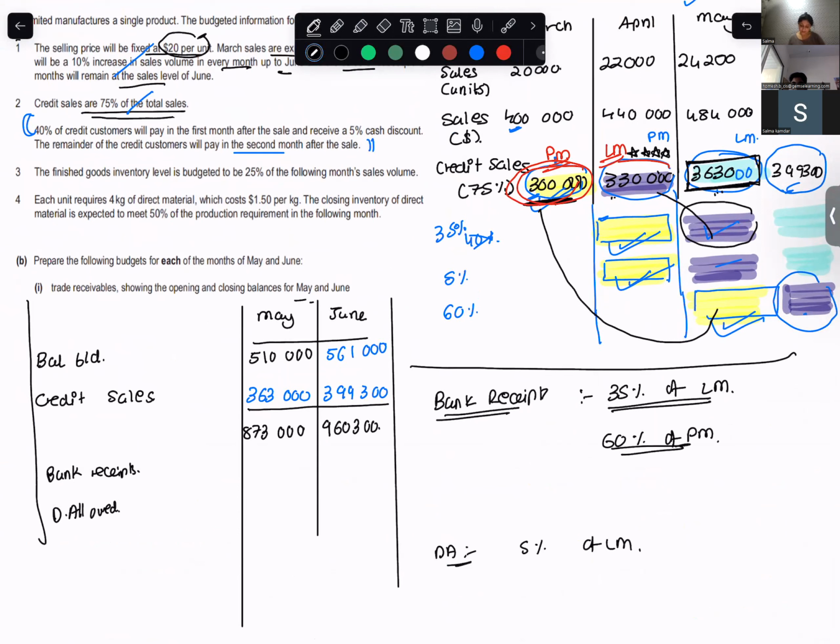Come on, now let's calculate. 60% of the previous month. This is the previous month. So 300,000 into 60%, it will become 180,000. Then 35% of last month: 330,000 into 35% is 115,500. Plus 180,000.